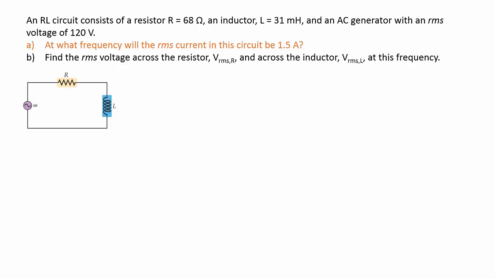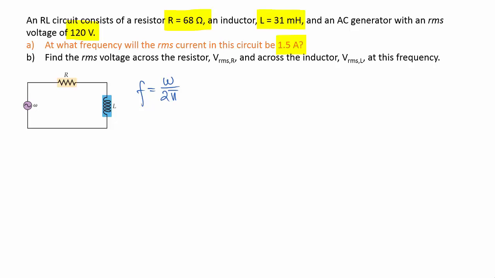Let's see what the problem gives us. It gives us the resistance, the inductance, the RMS voltage across the generator, and the current in the circuit, 1.5 amps. We need to find the frequency. Frequency is calculated as the angular frequency omega divided by 2 pi.